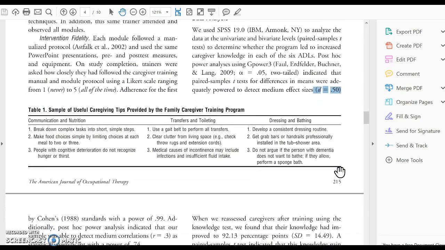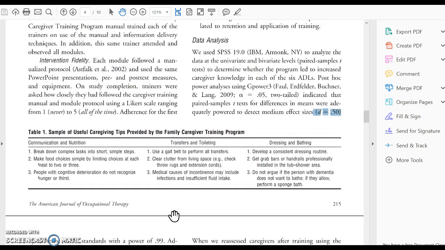Now, I guess just to say, by Cohen's 1988 standards with a power of 0.99. Let's just pause there because that's a lot to take in, right? Whoa, what are you talking about? Let's talk about what they're talking about just to make sure that we're all on the same page.